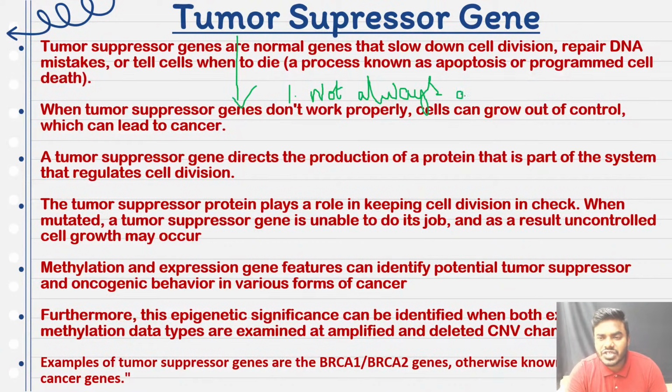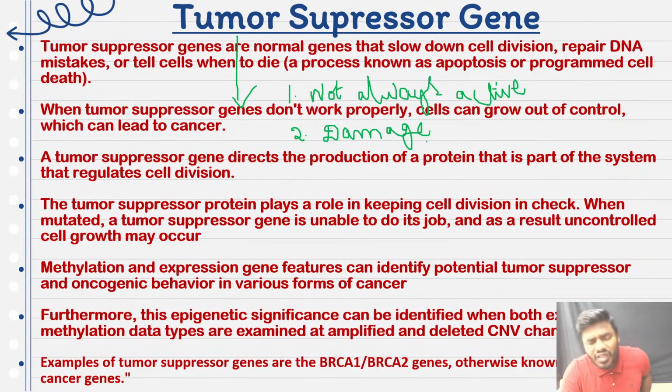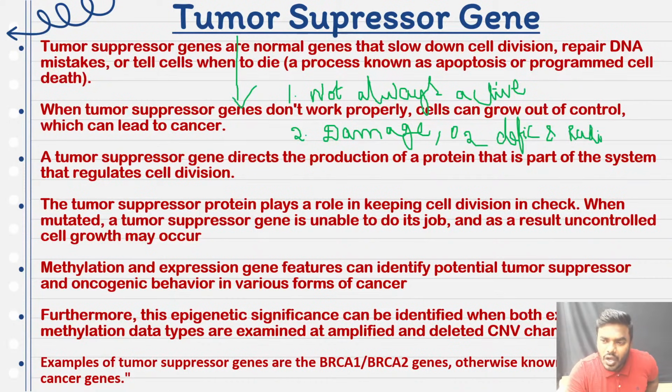Tumor suppressor genes are not always active. Second point, they will be active when there is damage in the cell, or there is an oxygen deficiency, or excessive radiation. Only during these conditions is the inactive tumor suppressor gene getting activated. Every student, listen to my words very carefully.